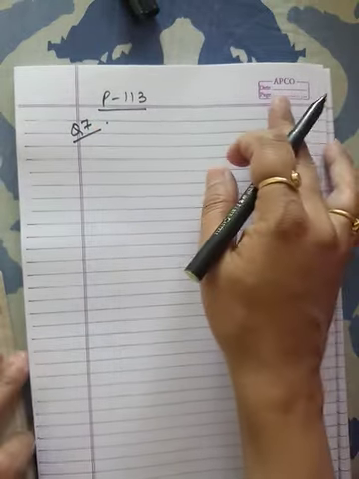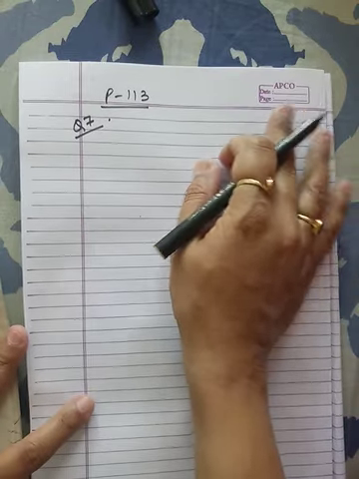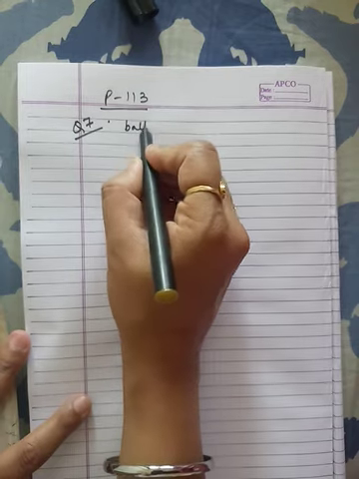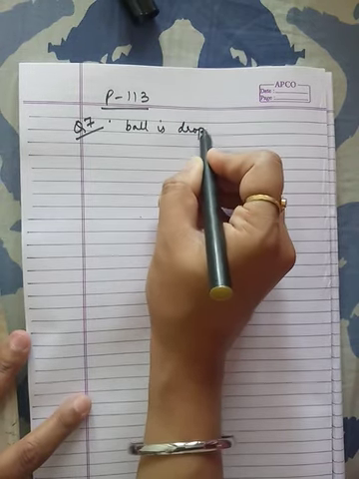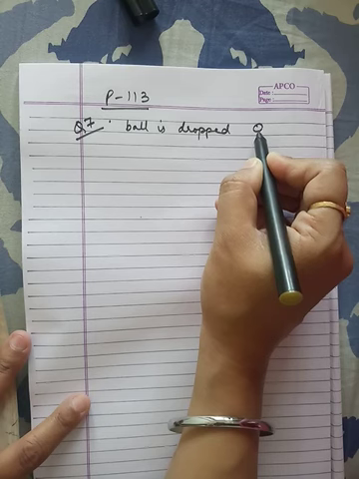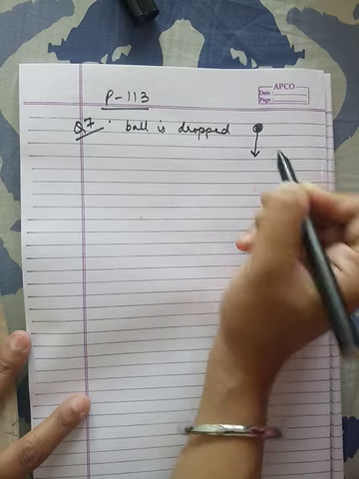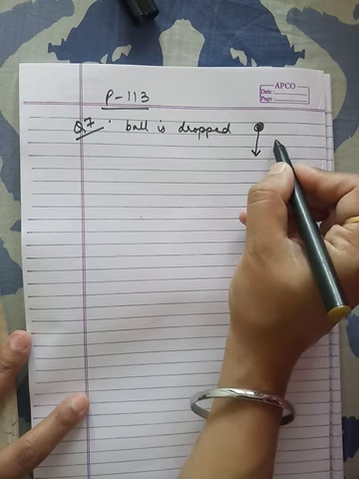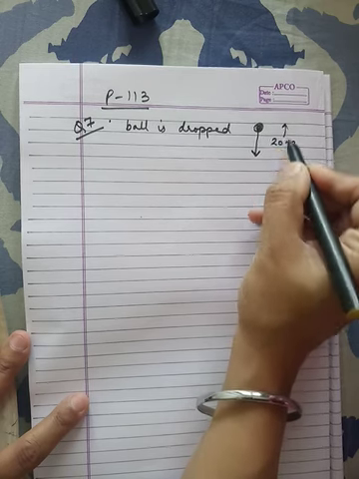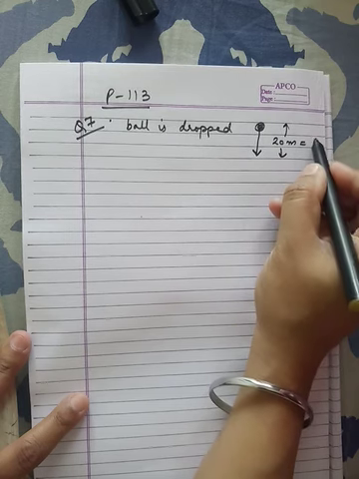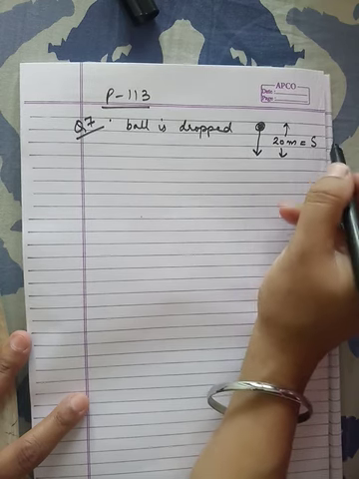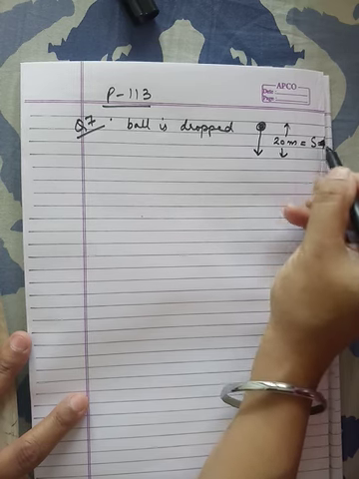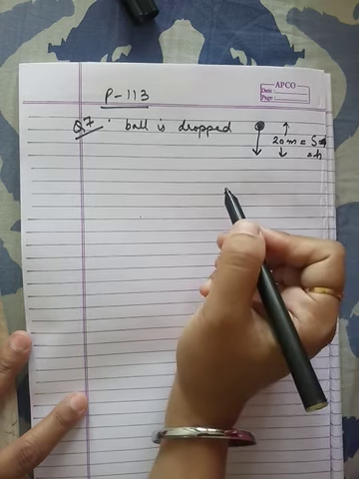This is a case when the object is falling under the gravitational force. So the ball is dropped, that means it is falling. Suppose this is a ball, it is falling under the gravitational force from a height of 20 meter. So this is 20 meter height. So that means s, that is distance, is given, which is equivalent to h.